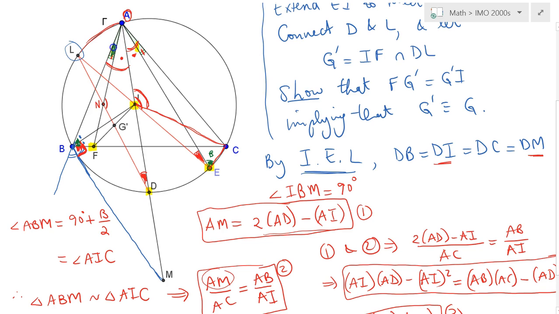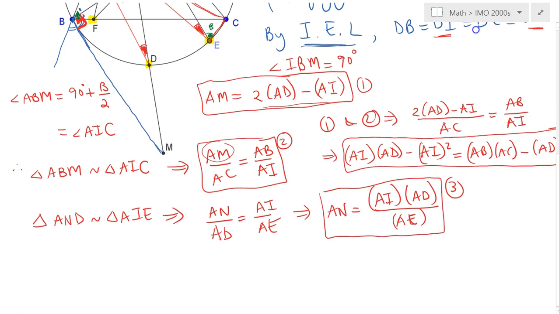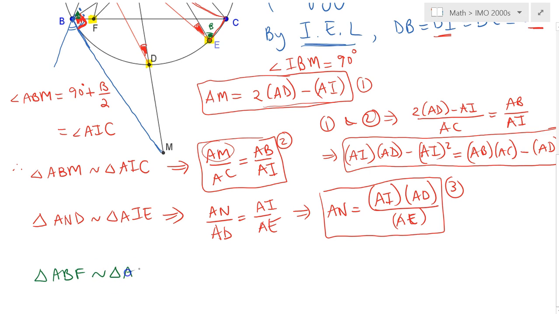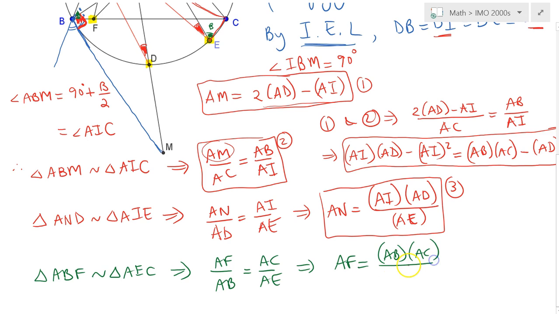Secondly, they have this angle and this angle that they share. So by angle-angle-angle, again, triangle ABF is similar to triangle AEC. But then that would imply AF to AB is simply equal to AC to AE. Organizing it again, I will get AF equals AB times AC, all divided by AE, and I'll call it expression 4, and let me put it in a rectangle again.